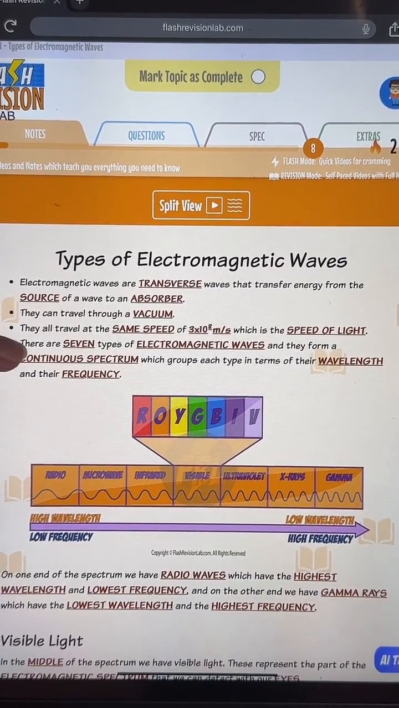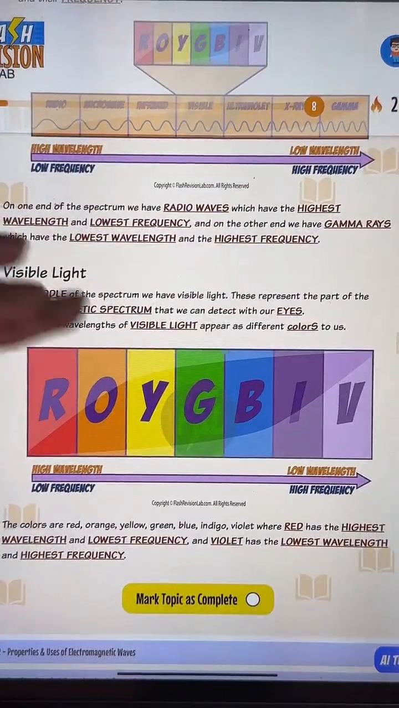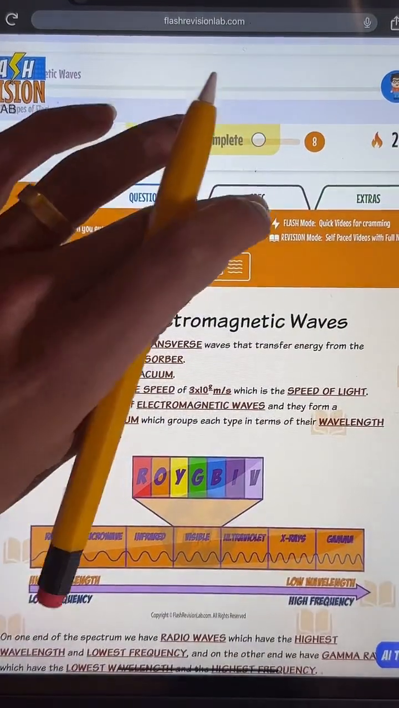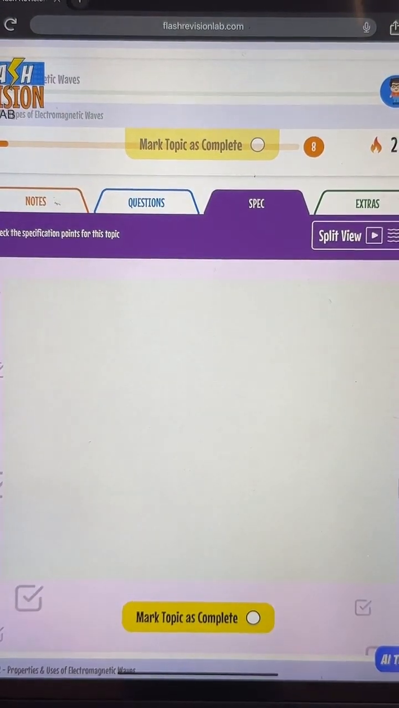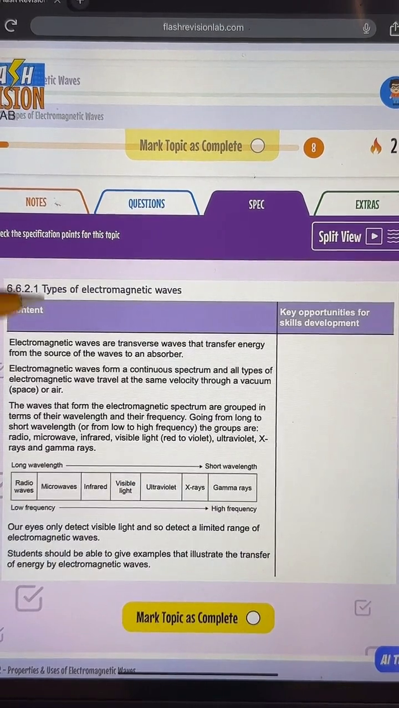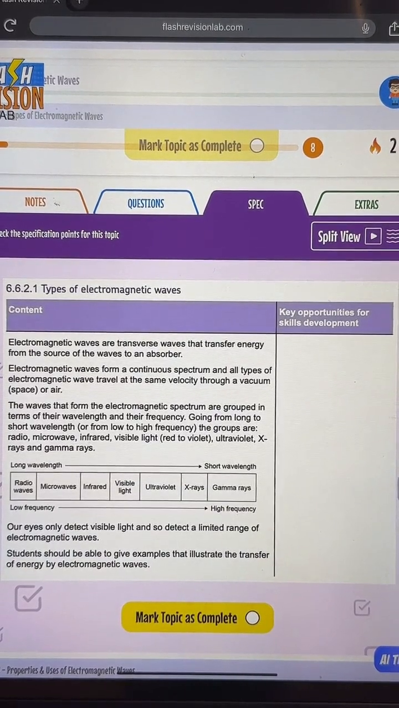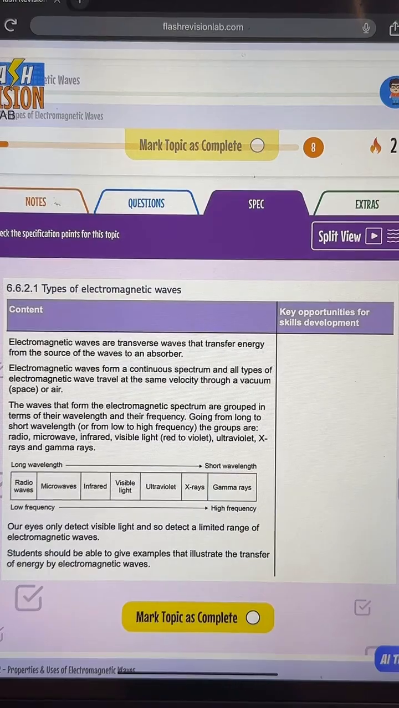But that is not something that you need to know for this. You will see that because it's not mentioned in the notes. You can also refer to the spec. If I go to the spec tab here, it will tell you what you do and don't need to know. It doesn't mention anything about knowing the energies, so that is not needed. But good question.